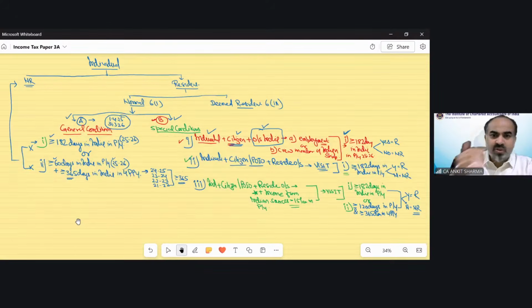If you are an individual, either you would be a normal resident or you would be a deemed resident. In case of normal resident, there are category A and category B. Category A is general condition cases. Category B, you can say exceptional conditions or special conditions, whatever you think. When will you fall in the general condition? When you do not fall in category B.